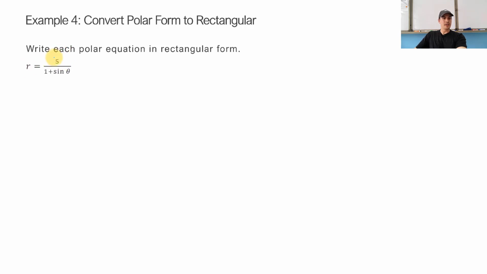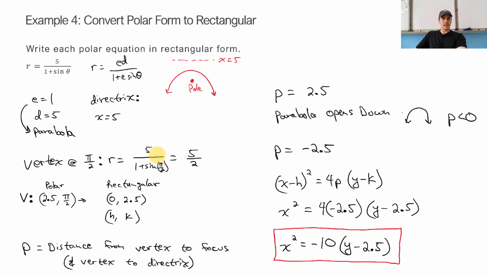You guys pause the video and see if you can convert r equals 5 over 1 plus sine theta into rectangular form. Pause the video, see what you get. Alrighty, here's what I got. I got x squared is equal to -10y plus 2.5. Okay, this is my work, so hopefully you got the same thing. If not, check it out though.